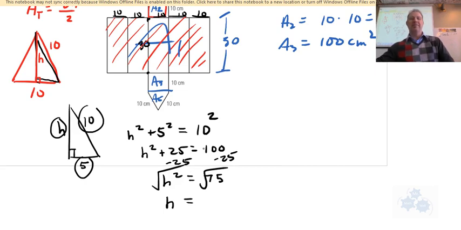25. Not square root of 25. Square root of 75. 8.6. Okay, 8.6, I think that's right. Do you know why I know that that's probably pretty close to being right?